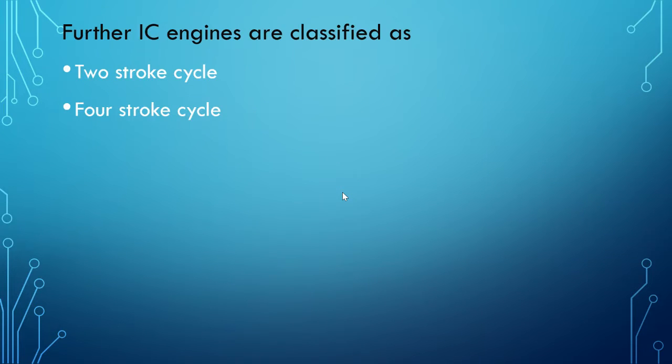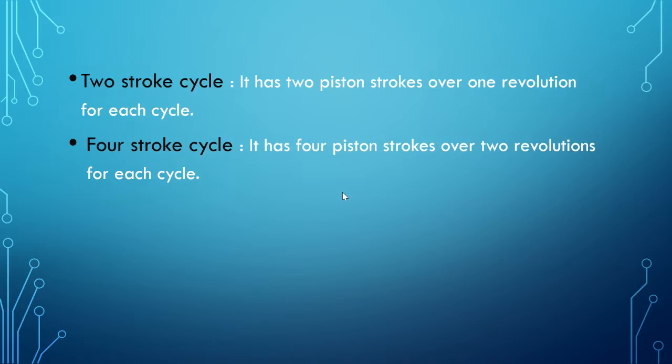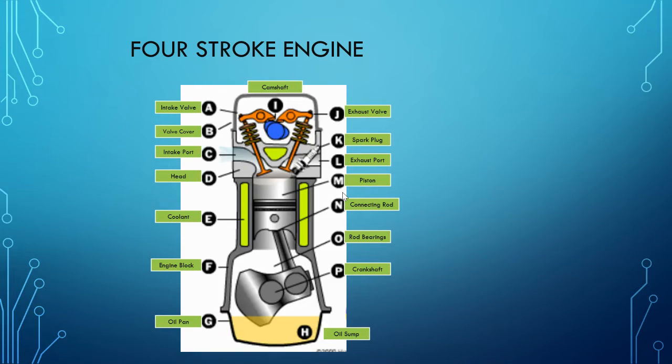Further, IC engines are classified as two-stroke cycle engines or four-stroke engines. These days it's all four-stroke engines. Have you seen the Yamaha RX100, which had a two-stroke engine and polluted a lot because the efficiency is very low? In a two-stroke engine, there are two piston strokes over one revolution of each cycle, whereas in a four-stroke engine there are four piston strokes over two revolutions for each cycle. You will understand once I show you the video.